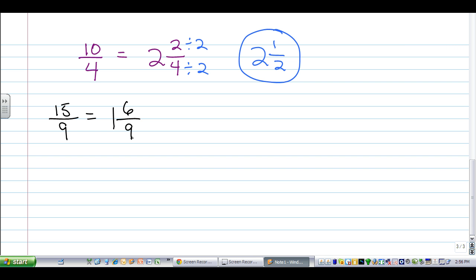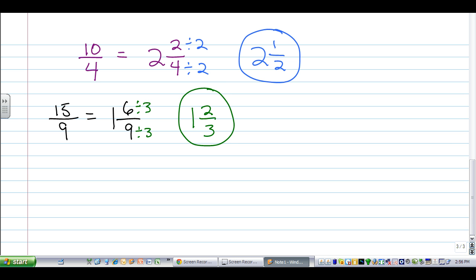But then I look at that and I say, is this in simplest form? And it is not, because 3 is a factor common to both of those. Both the 6 and 9, the numerator and the denominator, can be divided by 3. So I divide the numerator by 3, and I have to divide the denominator by 3. So 1 6/9 is equal to 1 2/3. And that is the final answer in simplest form. All right?